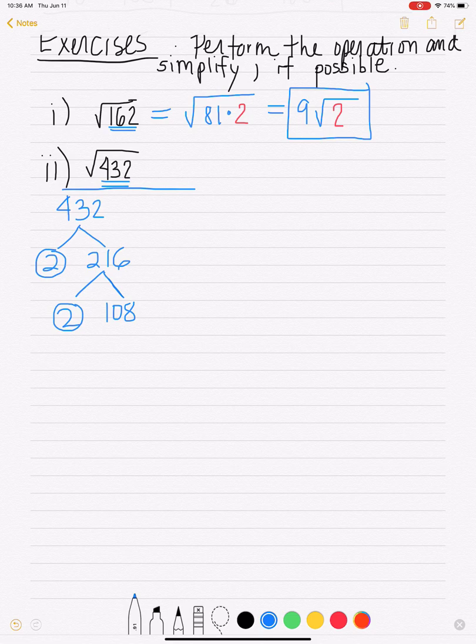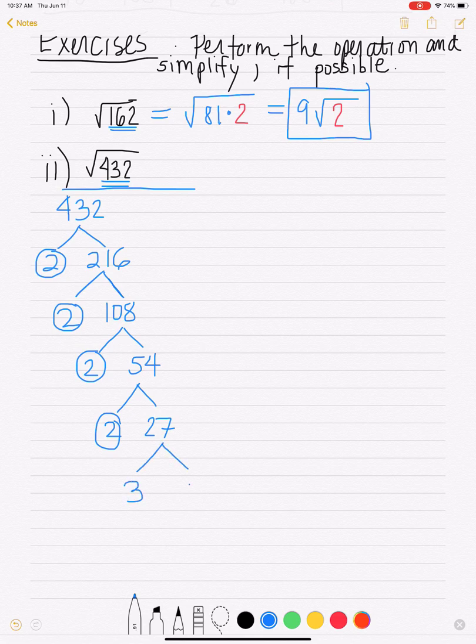108 is not a prime. It's even. It's divisible by 2. 2 times what? 54. We can circle 2 because it's prime. 54 is not prime. It's even. We can divide it by 2. 2 times 27 gives you 54. 2 is prime. 27 is not prime. 27 breaks down into what?